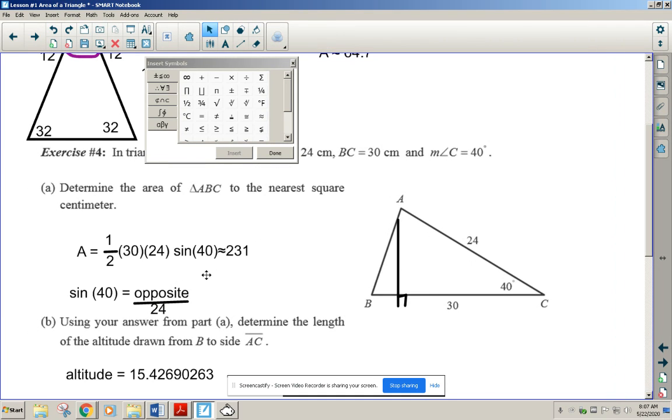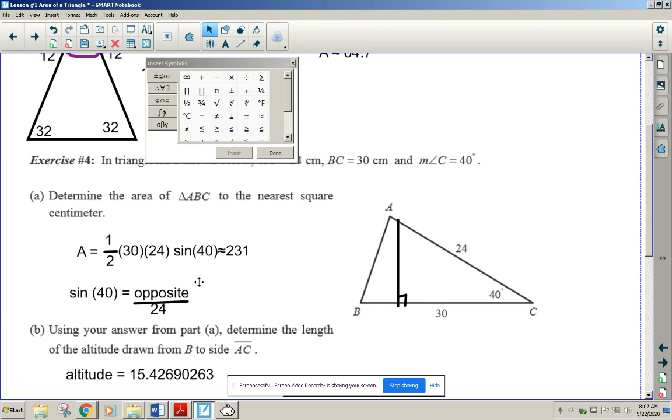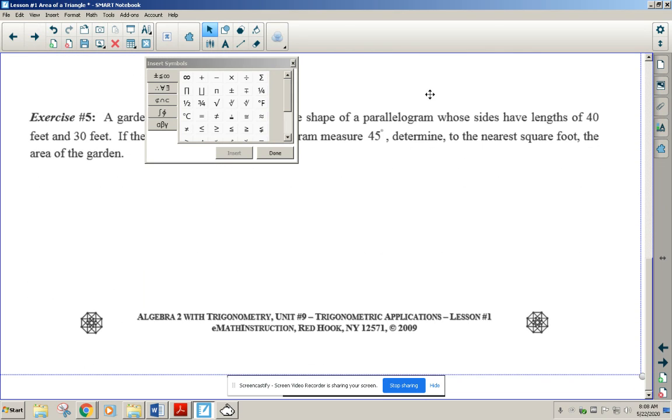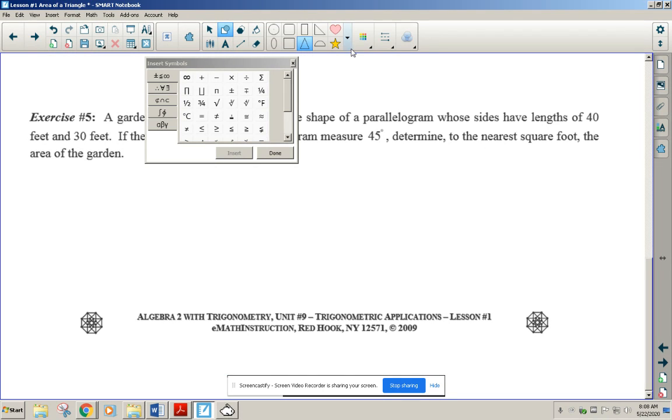So I was going to move the whole equation down, but it doesn't look like the smart board is going to let me right now, and I don't want to have a problem. All right, let's look at number 5. Now they're going to give you a description. A garden plot is being designed in the shape of a parallelogram whose sides have lengths of 40 and 30 feet. So do I have a nice parallelogram?